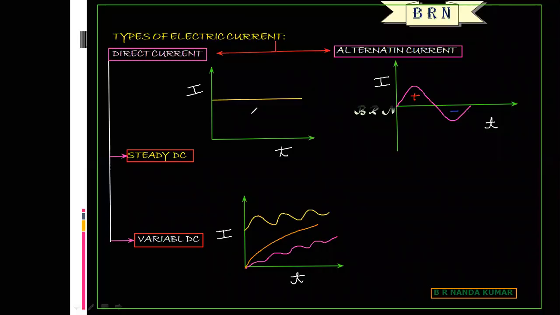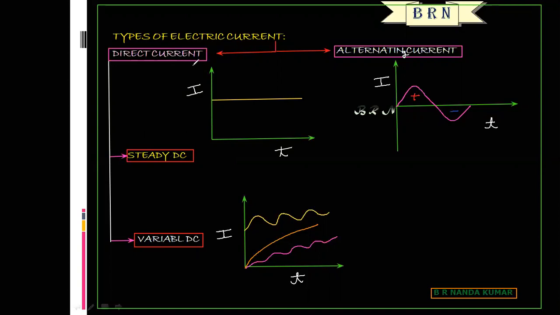Okay, the next topic is types of electric current. There are two types of electric current. One is direct current and another one is alternating current. And direct current is further divided into two types. One is steady direct current and another one is variable direct current.